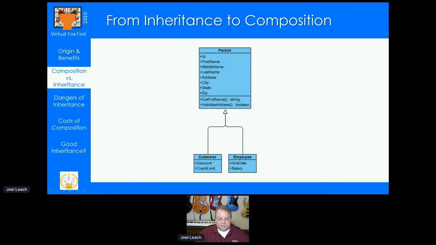And our customer subclass has a couple of properties that only apply to customers, discount and credit limit. And in the same manner, employee has a couple of properties that just apply to employees, hire date and salary. So let's take a look at the code for this.